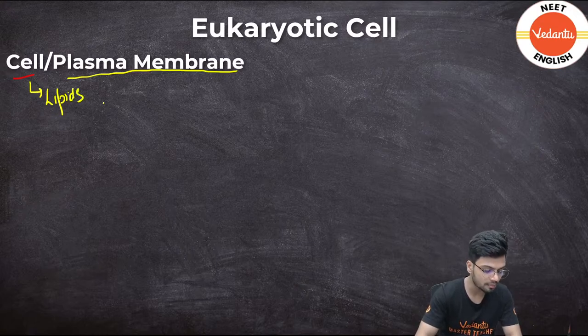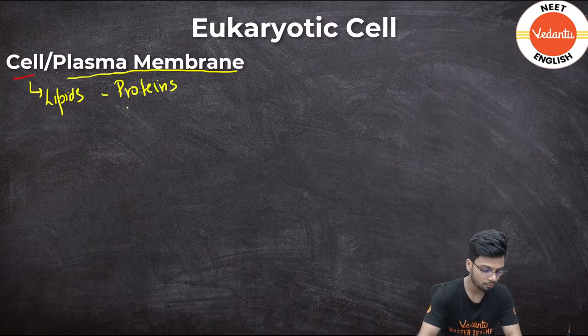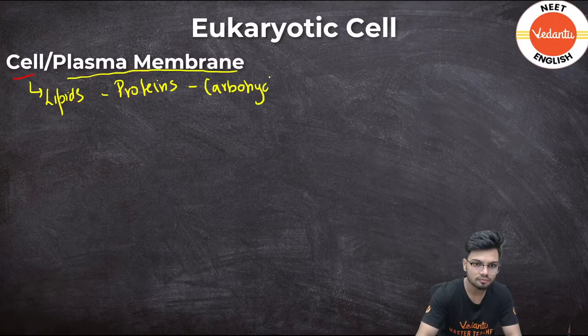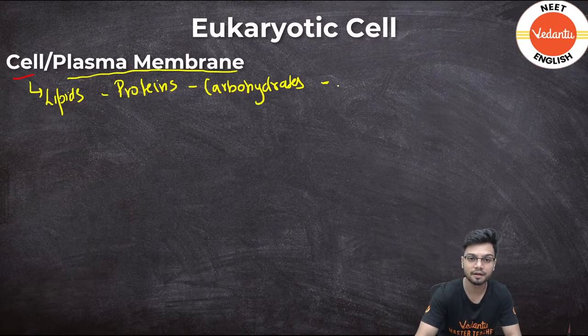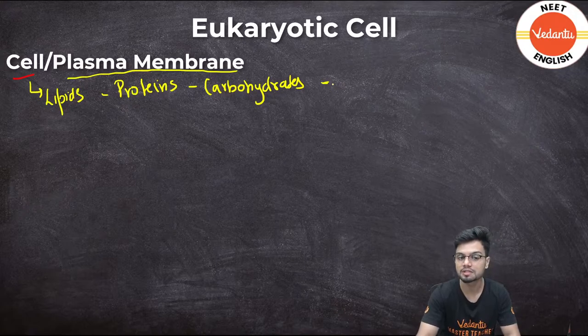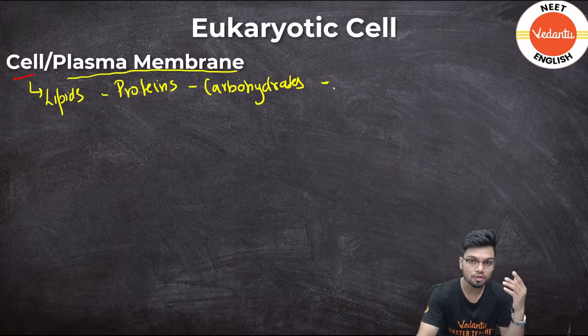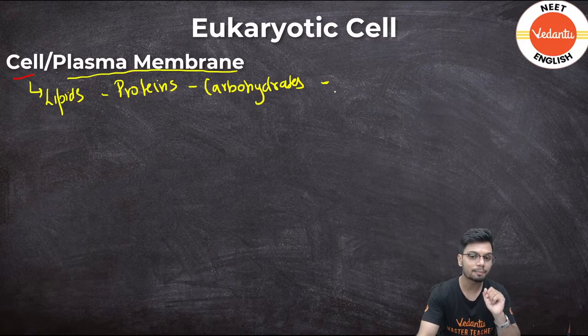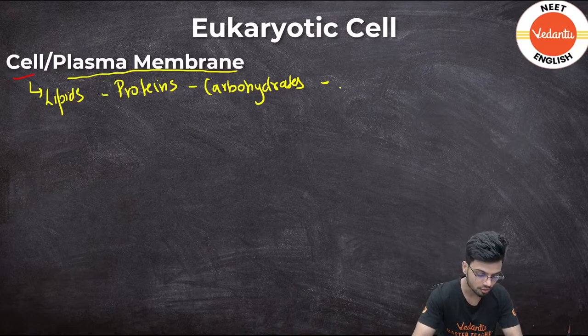Now this cell or plasma membrane is also made up of proteins. It is also made up of carbohydrates, and also made up of a special type of derived lipid. I've told you in biomolecules about the derived lipids and phospholipids. It is also made up of a special derived lipid called your cholesterol.